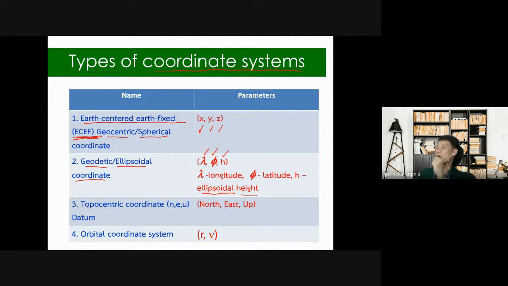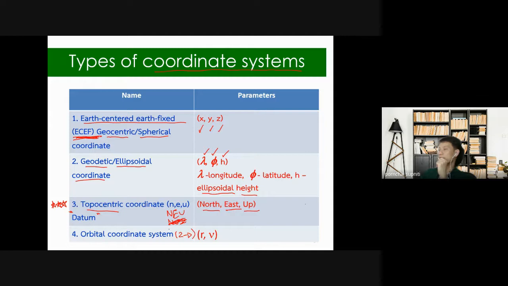Number three is actually very important. We use it quite a lot when we talk about users on Earth. This one is the topocentric coordinate system, or sometimes we just call it the NEU coordinate or NUE coordinate. I think the topocentric name is more common. Another name is the datum coordinate as well. In this case, we also have three axes: the north direction, east direction, and up direction.